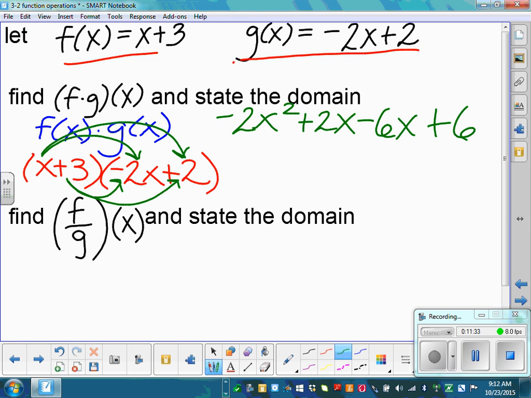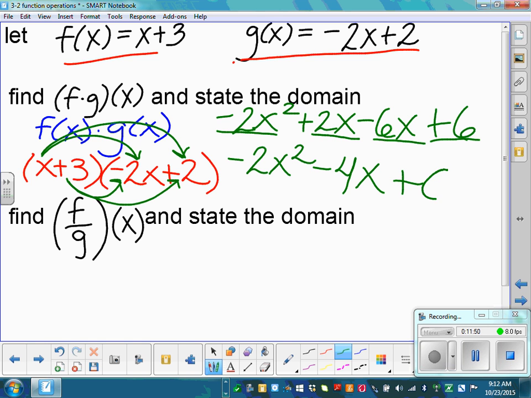All right, let's combine like terms here. So combining like terms, we have negative 2x squared, no other x squares. Then we have positive 2x's minus 6x's. How many x's? Minus 4x's. And then we have our plus 6. And we cannot combine any of those things, right? They're not like terms, so we can't combine them.